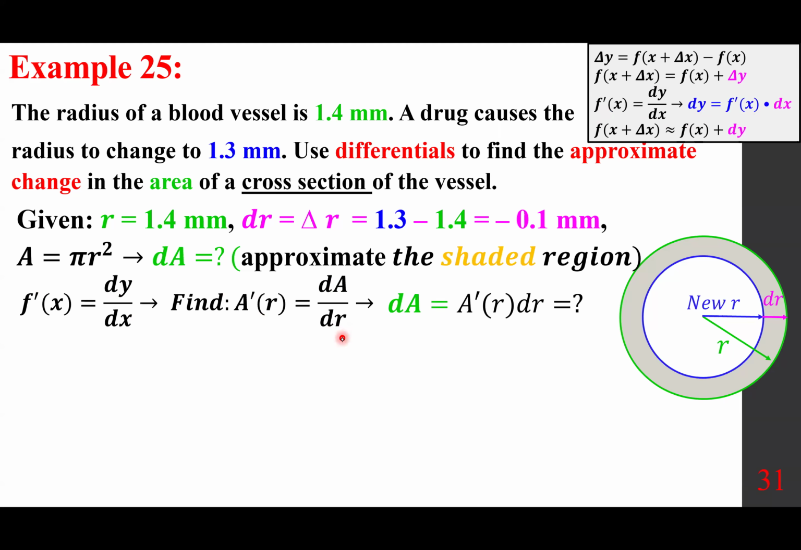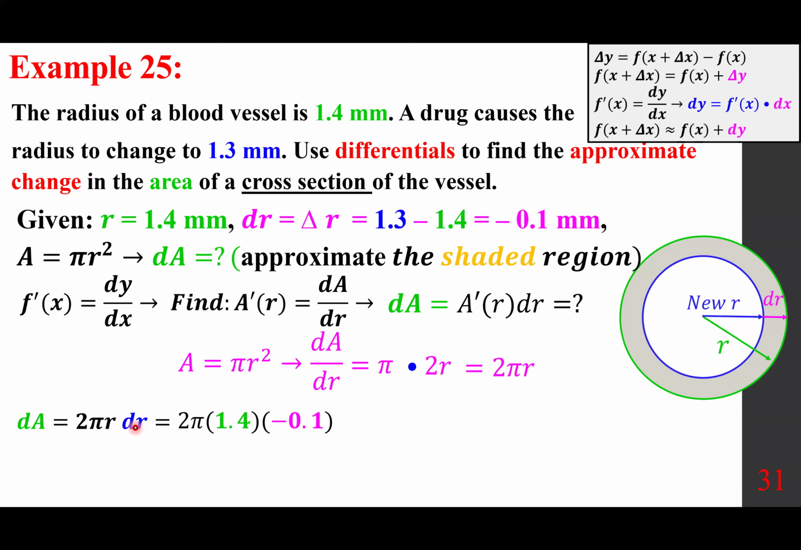And we need to use A to get to A prime first. So for A, pi is a coefficient, the multiplier remains, r squared becomes 2r, we get 2 pi r. So that is the derivative. So what is dA? Exactly the same thing times dr. So replace the r with 1.4 and dr with negative 0.1.